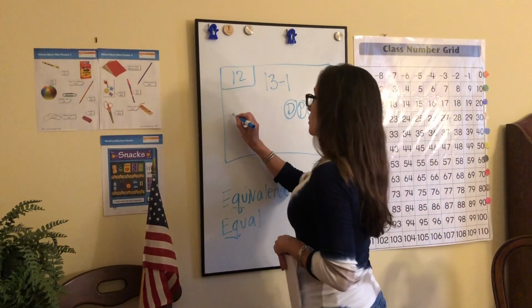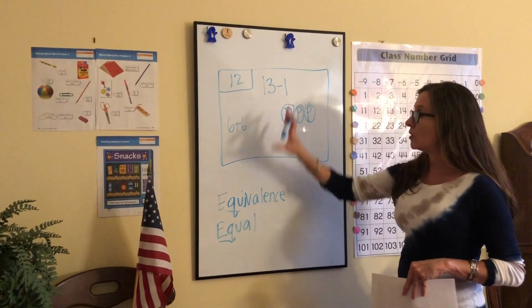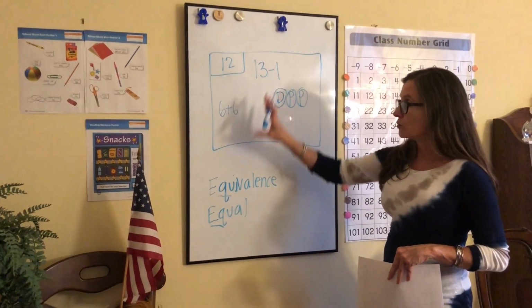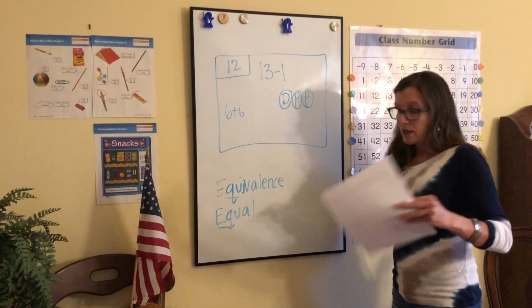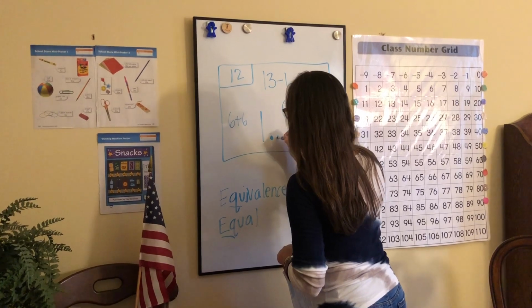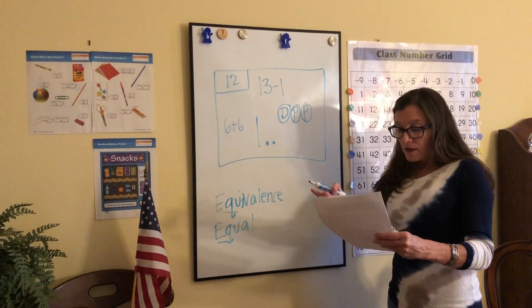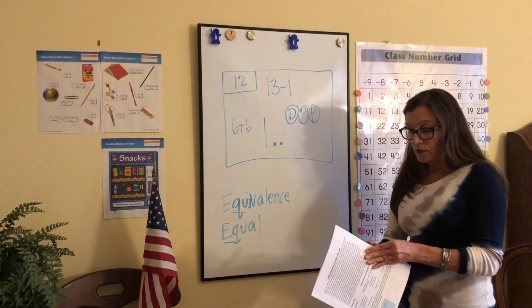write. We know a double fact of 12 is 6 plus 6. These all equal, they're equivalent to each other. And we can also do some base 10 blocks with one long and two cubes is 10, 11, 12. So again, they are all equivalent or equal to each other.